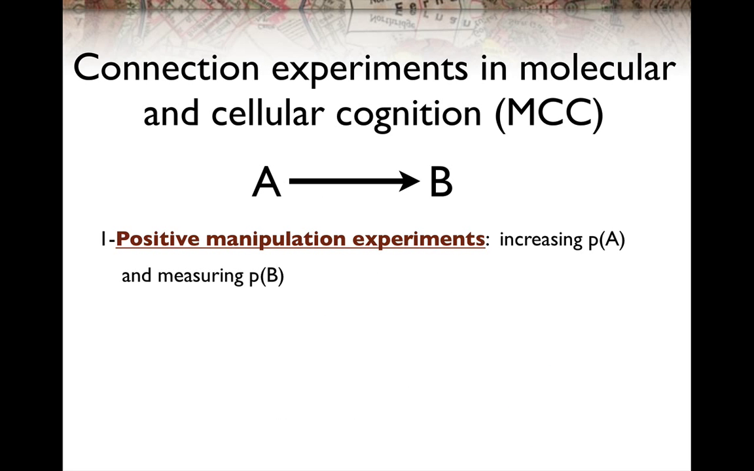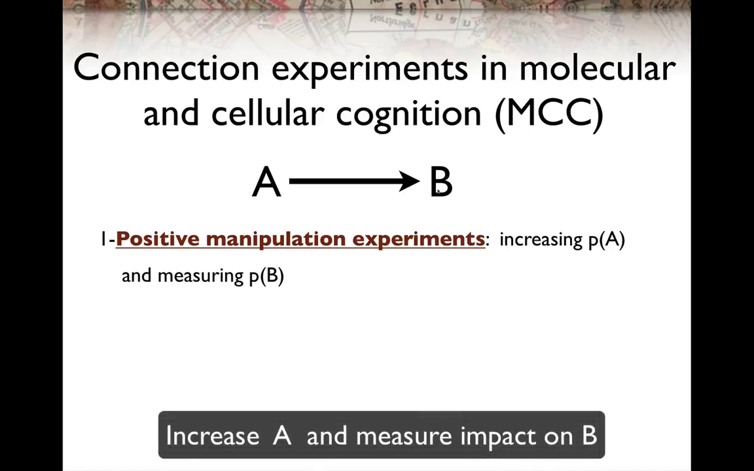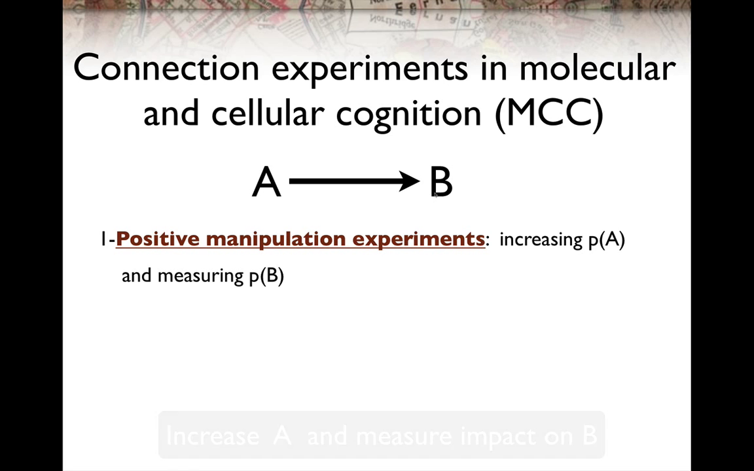Positive manipulation experiments test a possible causal connection between A and B. In these experiments, we increase or enhance A and then look at B. For example, we would use an optogenetic approach to activate cell type A and then look at behavior B. These experiments tell us that under certain circumstances A is sufficient to trigger B, but by themselves, positive manipulation experiments do not tell us that A normally causes B.